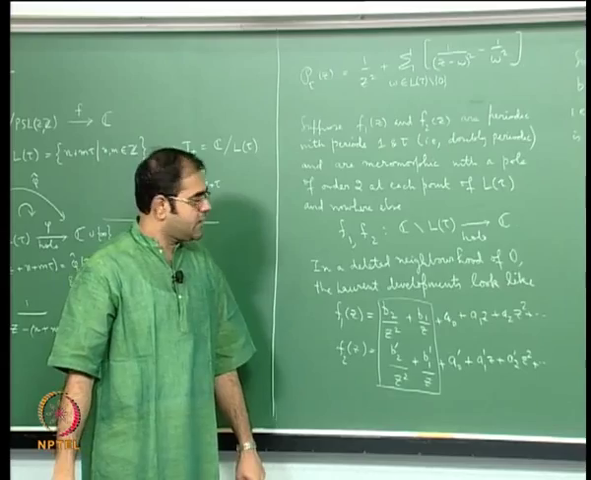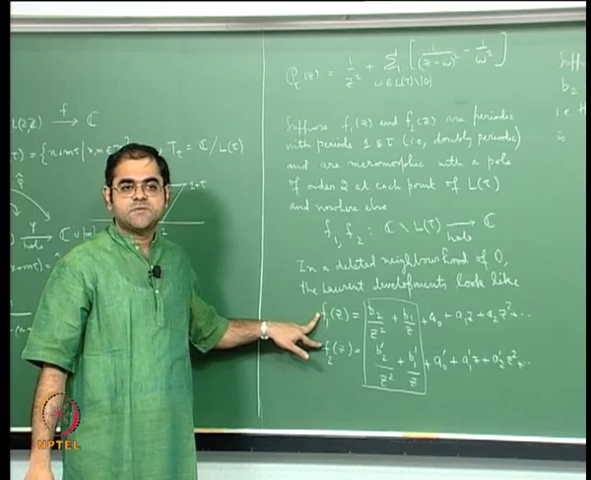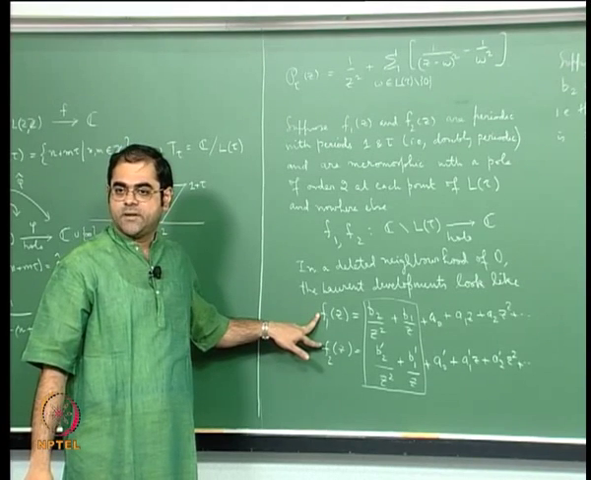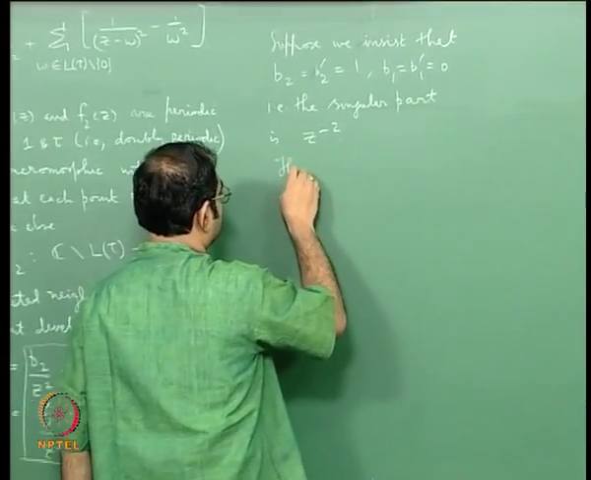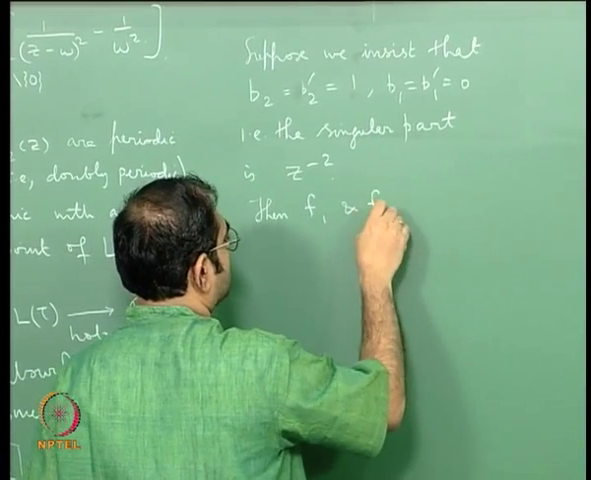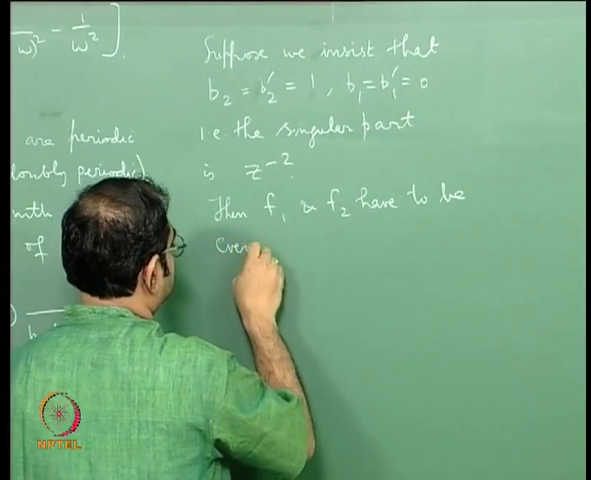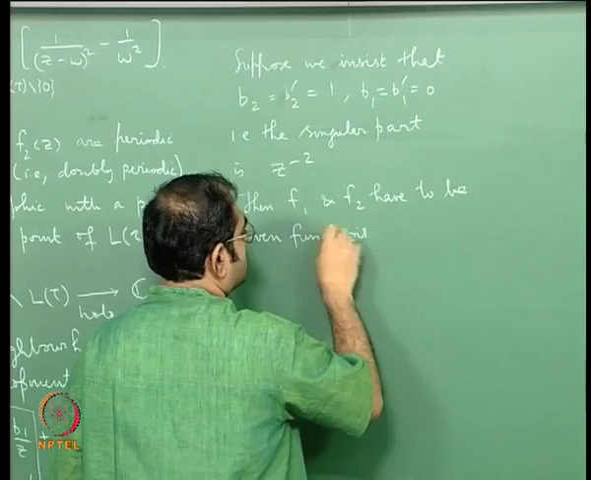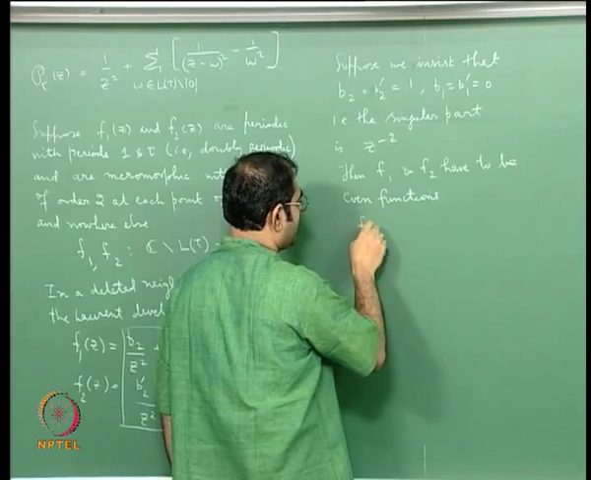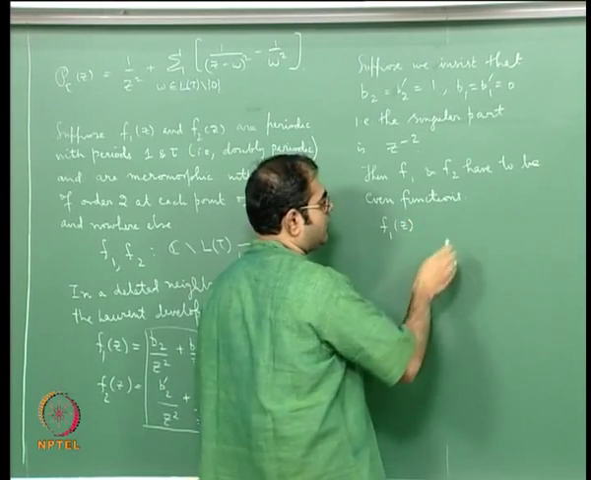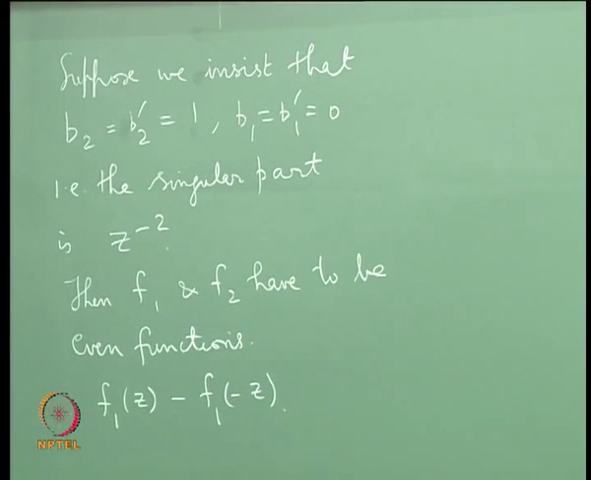Now the claim is that once you do this, then any such function automatically becomes an even function. So that is the first observation. Then f1 and f2 have to be even functions. See why? For example, look at f1 of z minus f1 of minus z. Look at the function f1 z minus f1 of minus z.